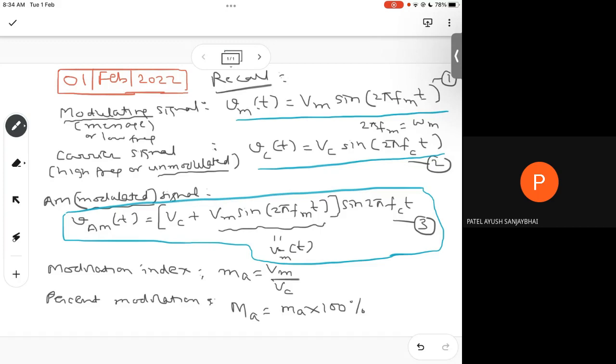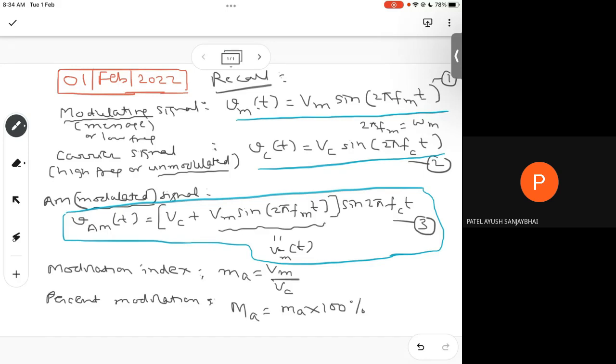Now, that means the amplitude of the unmodulated carrier is varying in accordance with the message signal. Okay, the complete message signal is there in the amplitude part. So if you see in this expression, only the amplitude has changed from Vc to this entire thing in the bracket, Vc + Vm sin 2π fm t.